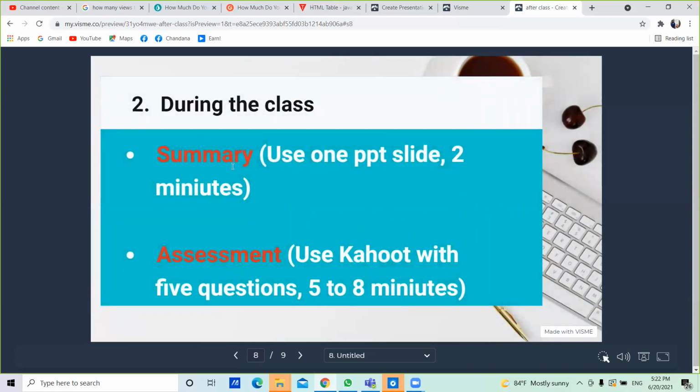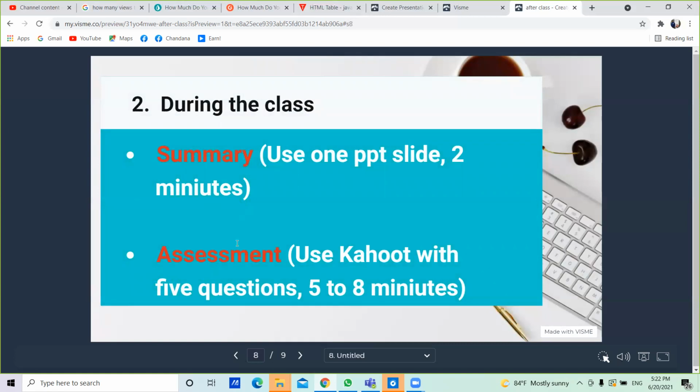During the classroom, you want to give a summary of what you taught. When presenting the summary, it's also okay to use PowerPoint slides. Prepare one slide to present the summary of your lesson. Spend 2 minutes for that.